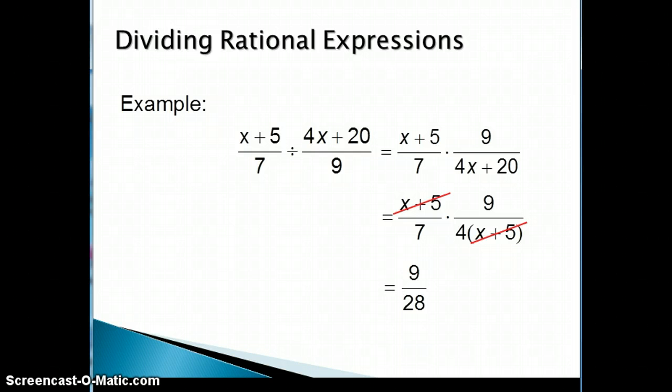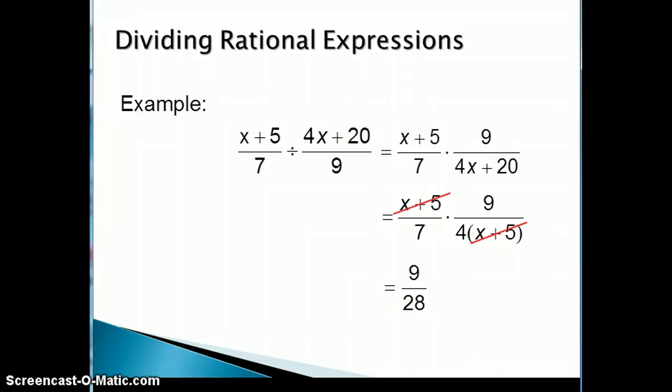So that's it for today. So just remember, when you're multiplying rational expressions, you're going to factor everything completely first. Then you're going to cancel any common factors that you see on the top that match a factor that you have in the bottom. And then you multiply the numerators together to get the numerator of your answer, and the denominators together to get the denominator of your answer.